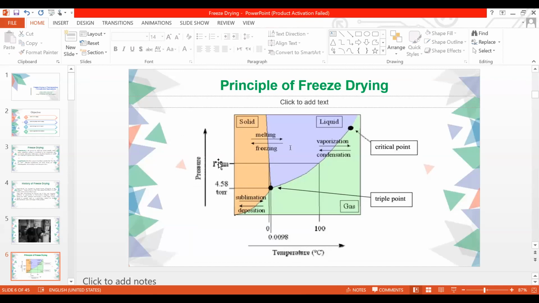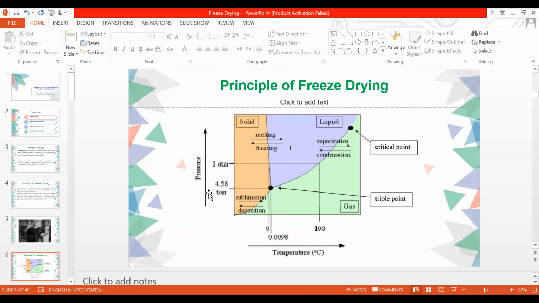Again, when the pressure is 1 atmosphere but the temperature is 100 degrees centigrade, the water will undergo phase transition from the liquid state to the gaseous state as a vapor. This process is called vaporization. At the same condition, condensation of the vapor to the liquid state can occur. That means these two processes coexist at equilibrium.